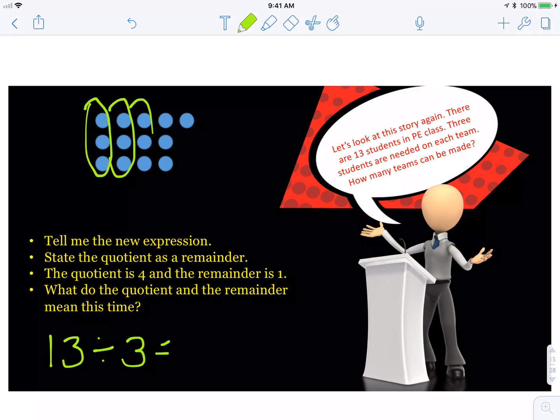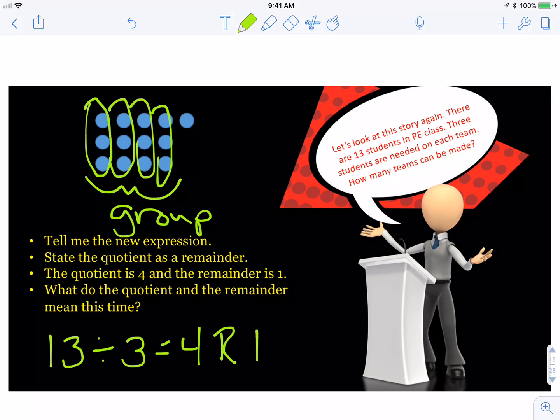There's a group of 3, a group of 3, a group of 3, a group of 3, can't make another group, so I have 4 groups of 3, remainder 1. What do the quotient and remainder mean this time? What does the 4 represent in this case? 4 represents the number of groups. And remainder 1 represents that poor kid who didn't quite make the team.